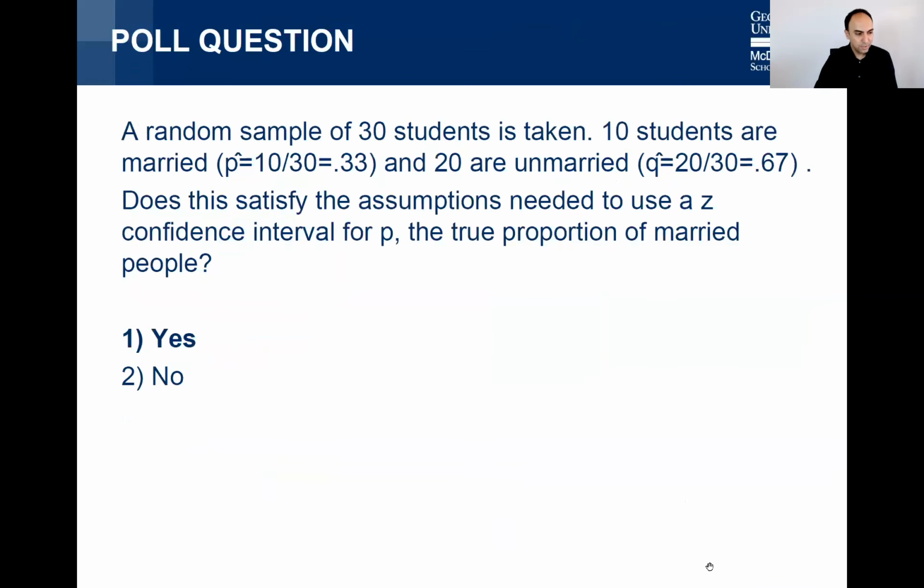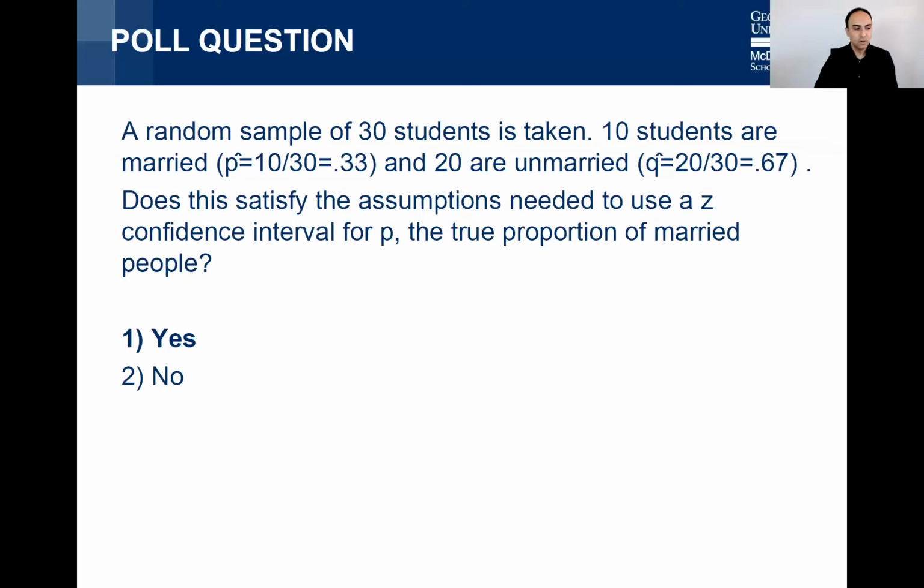So here, a poll question would pop up. The video would be paused, and this is what would be asked. A random sample of 30 students is taken. 10 students are married and 20 are unmarried. Does this satisfy the assumption that we needed to use the confidence interval for P?